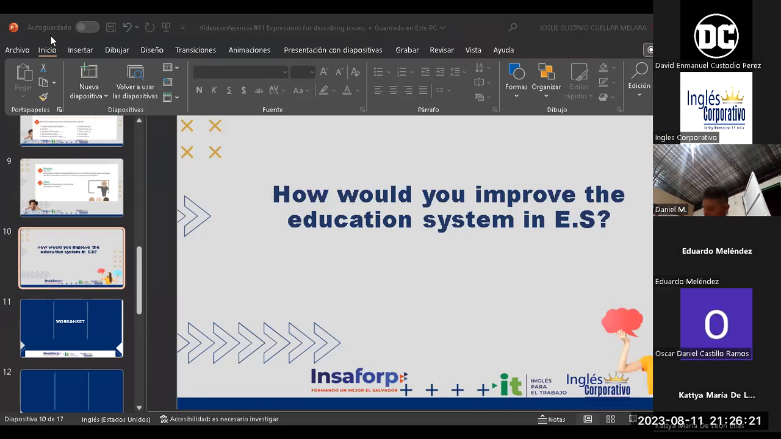Okay, improve facilities. There are some schools that look like dark, se ven como bien oscuras, related to material and light. But also, as you mentioned, update teachers. I consider that that's so important to update teachers, actualizar a los docentes, because they have been teaching for 20, 30 years, I don't know how many years, cuántos años han estado enseñando de la misma manera. And it doesn't work, y no funciona sometimes.